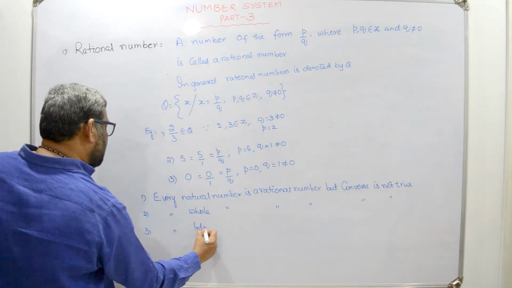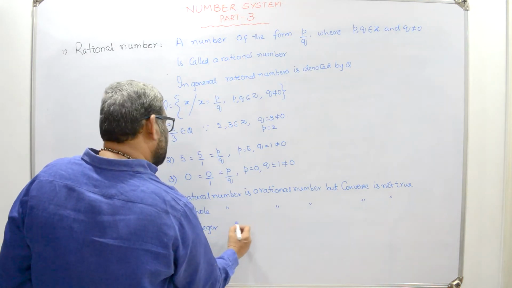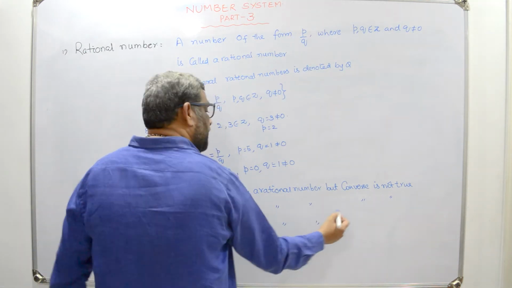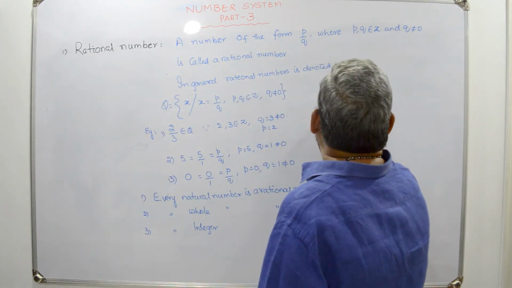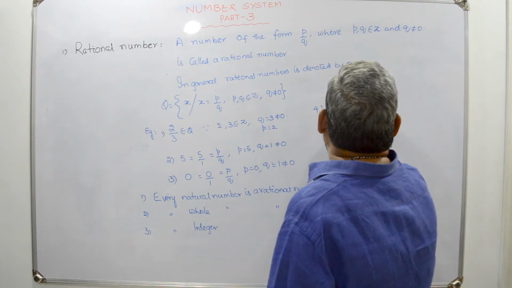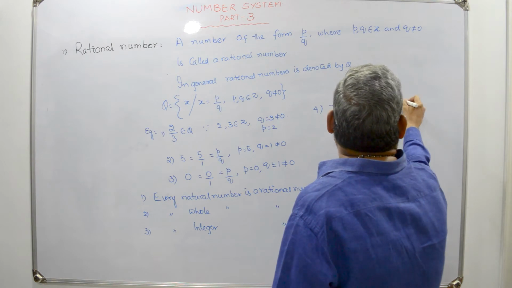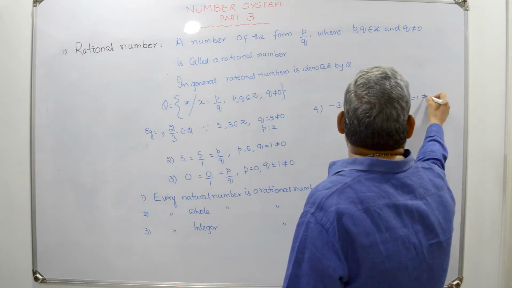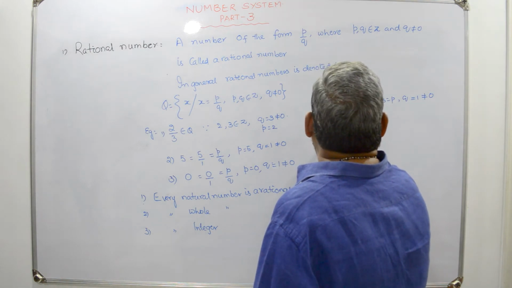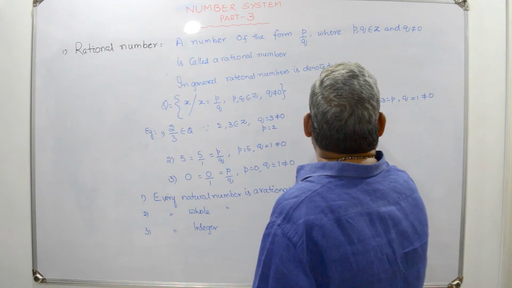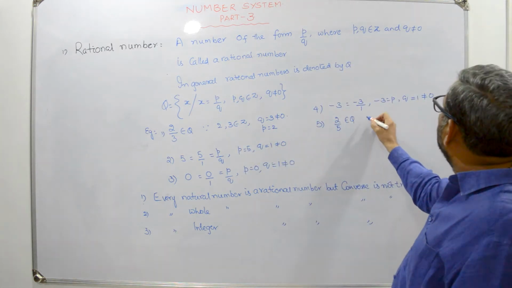Every integer is a rational number, but the converse is not true. Here you can take minus 3. It can be written as minus 3 by 1. Minus 3 is equal to P and Q is equal to 1 not equal to 0. So it is also. Now this is 2 by 5. This is purely a rational number. Of course these are all rational numbers, but 2 by 5.